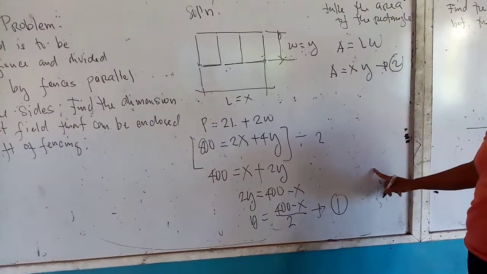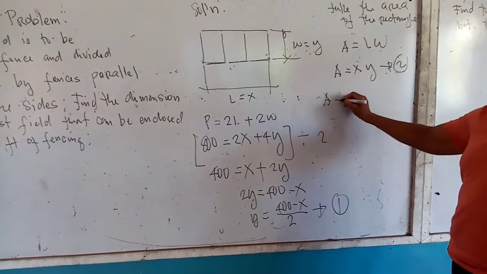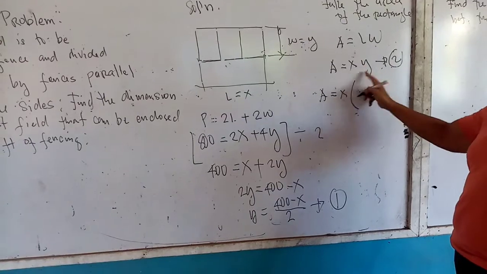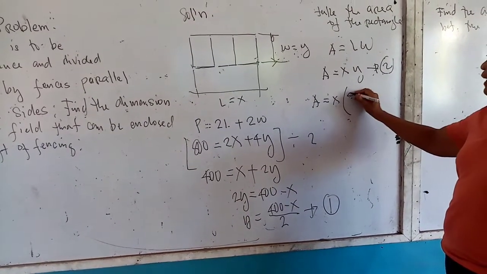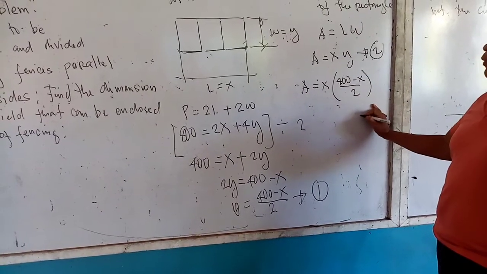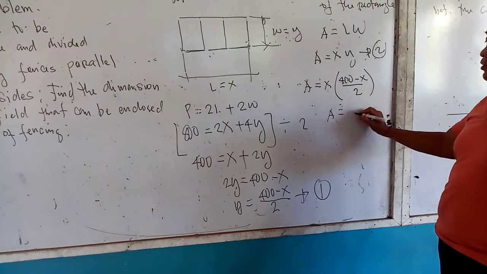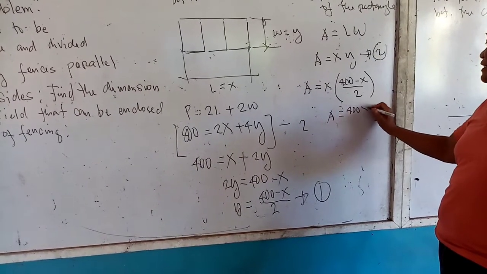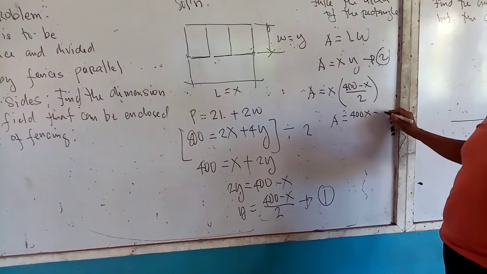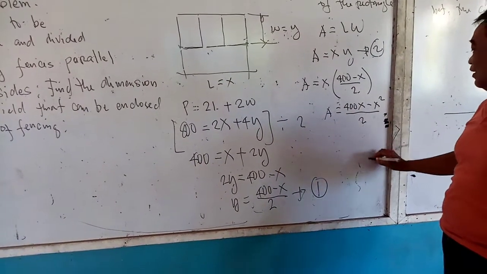Substituting equation number 1 into equation 2, the area will be equal to x times our y in equation 1, which is 400 minus x divided by 2. When we simplify, the area will be equal to 400x minus x squared, divided by the denominator 2.